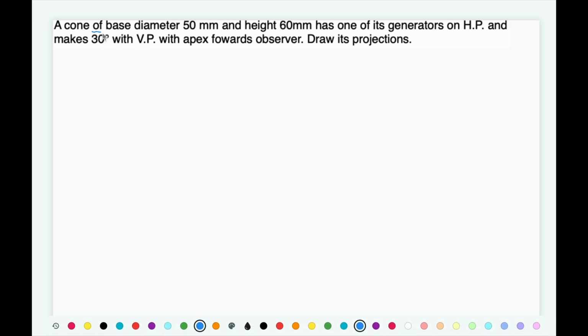A cone of base diameter 50 mm. Object is a cone. Okay, its base diameter is 50 mm and axis is 60 mm. Has one of its generators on HP. Now, in case of cone, we don't have edges.